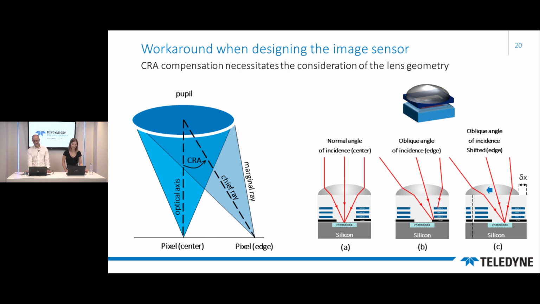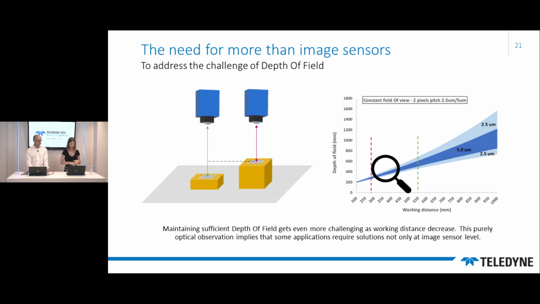Yeah. So yes, as Pierre just explained, there are solutions that can be found at image sensor level to improve some optical parameters or to enable a wider flexibility in terms of choice of optics. Yet the image sensor itself cannot do everything and cannot solve all the challenges. So this is what I wanted to show you on this slide.